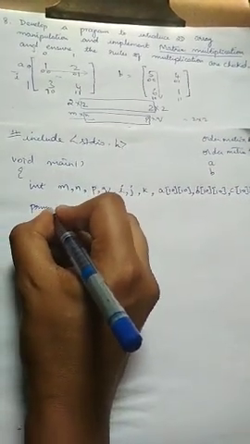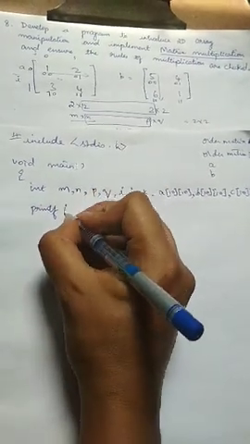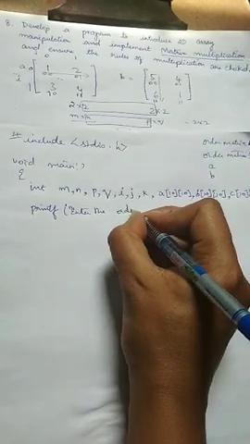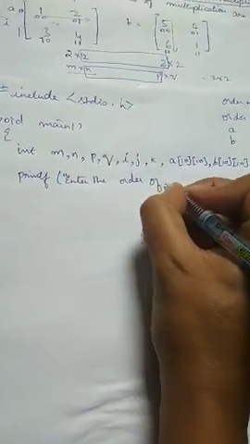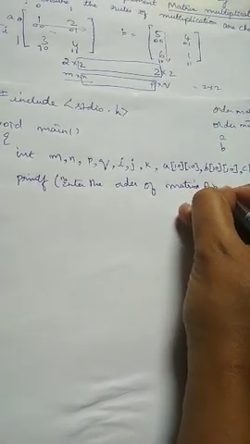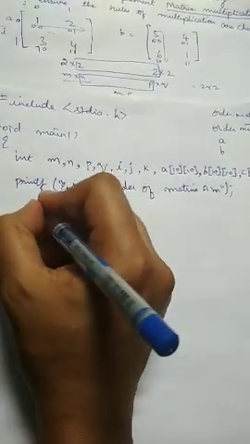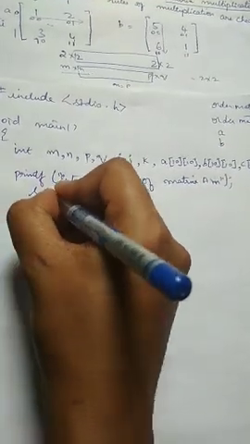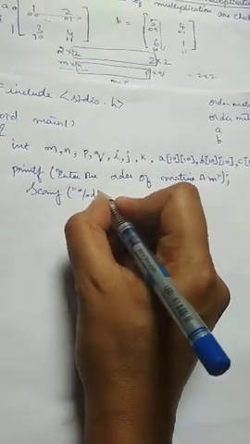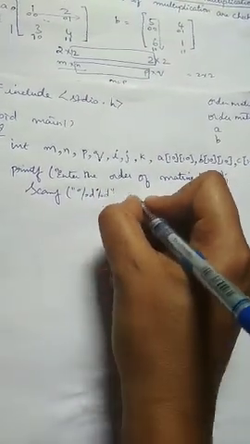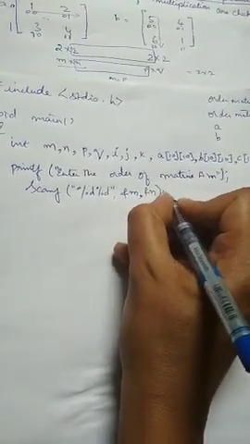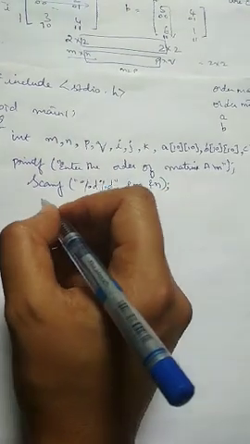Now what is required? The order of matrix A. Printf: enter the order of matrix A. So how do you enter it? Scanf, we are supposed to read just m and n, no? So %d %d, ampersand m and ampersand n. Whatever order you enter will get stored in m and n.